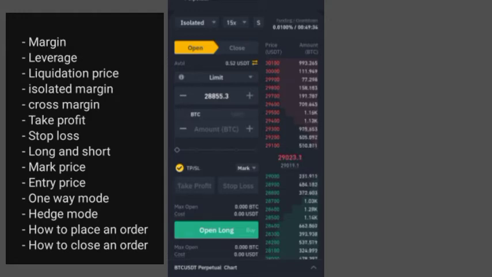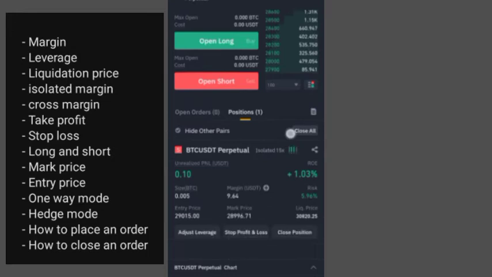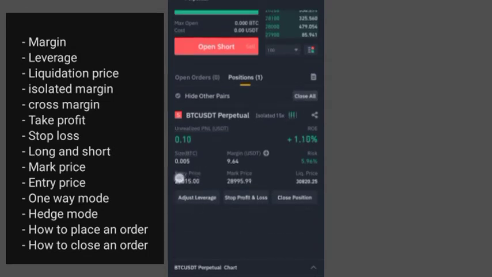Now, on the short side, short means you are predicting a fall in price of an asset. That means you are going short. You are predicting that the price of this asset is going down, so you are shorting your position. So that is just the basic difference between your long and short position. Then the mark price simply means the market price here, while the entering price means the price at which you enter the market, which is here.